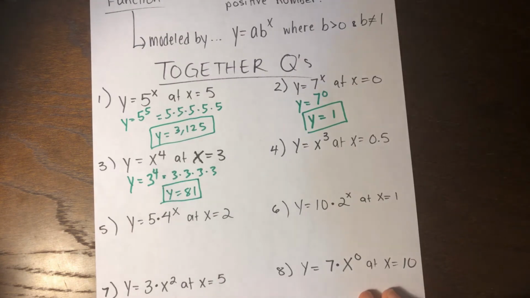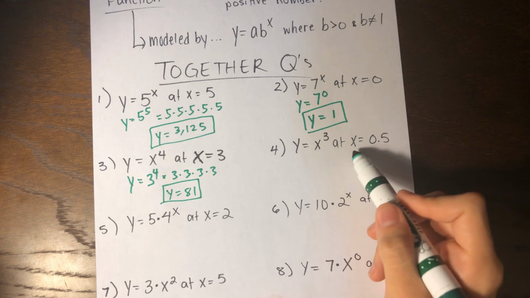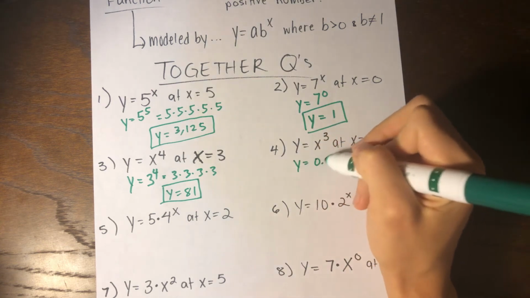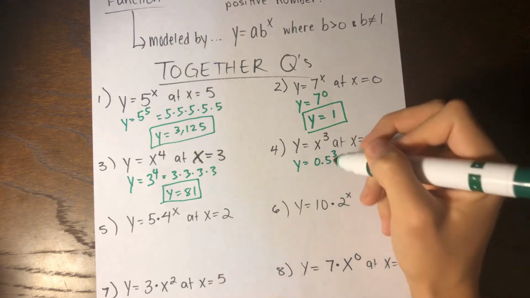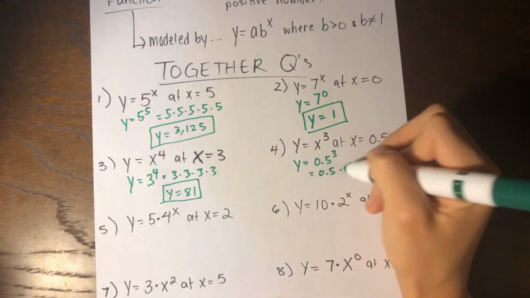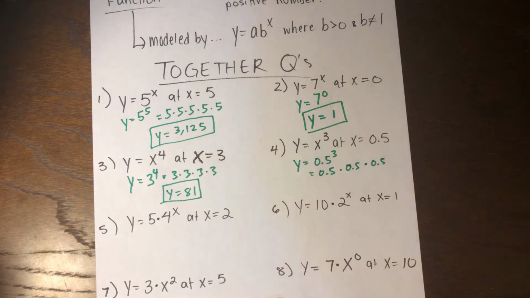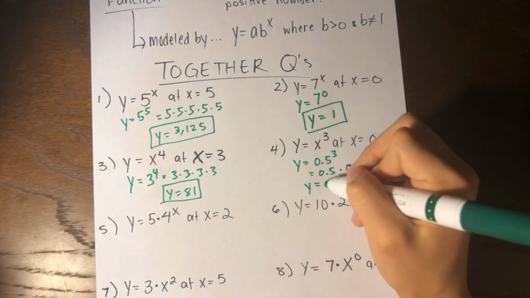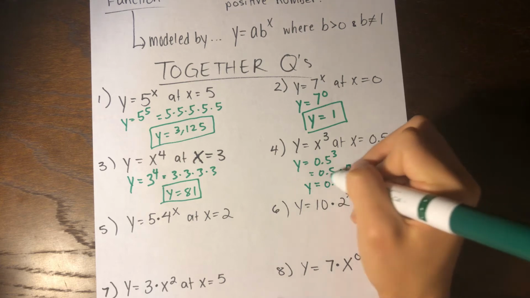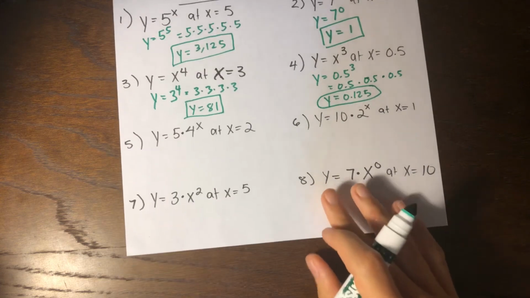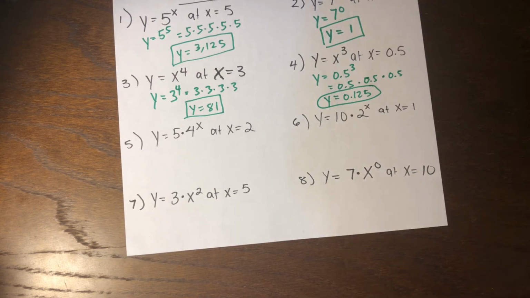Okay? y is equal to x to the 3rd at x equals 0.5. So we have y is equal to 0.5 to the 3rd power. This is saying 0.5 times 0.5 times 0.5. Okay, so when I multiply all those together, I get 0.125. Okay? This is pretty easy. You just have to make sure you plug it in correctly, show your work, and circle your answer. Alright, next one.